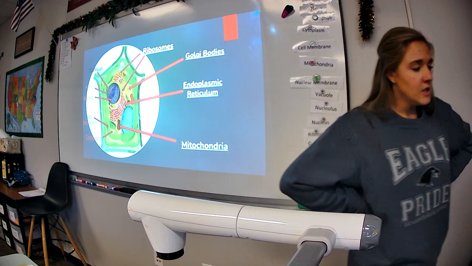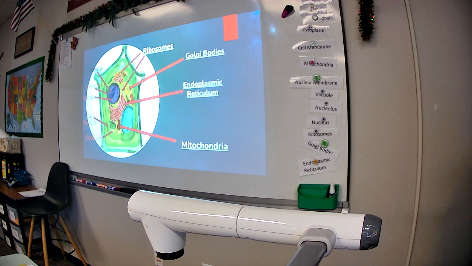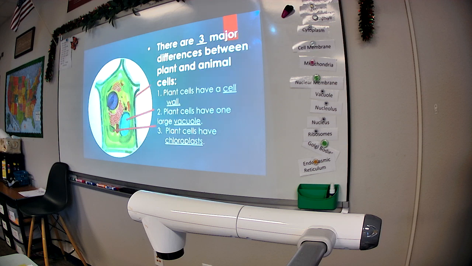Okay. So now we're going to go into the parts of the plant cell that are different between animal and plant cells. I'm not done. As long as you have some of them, you don't have to have all of them. It's fine. Actually, I think I can remember.